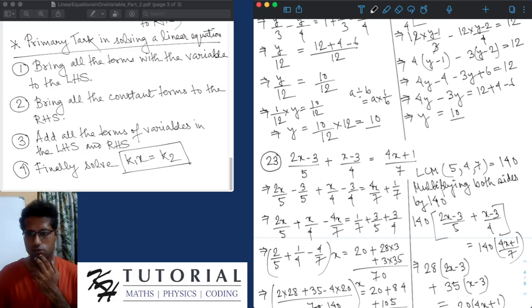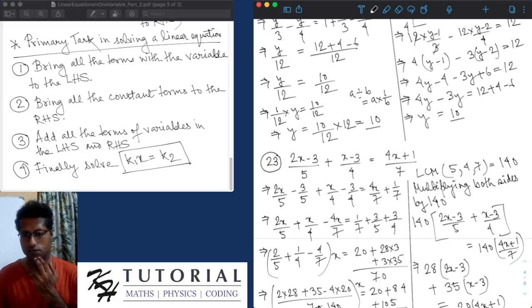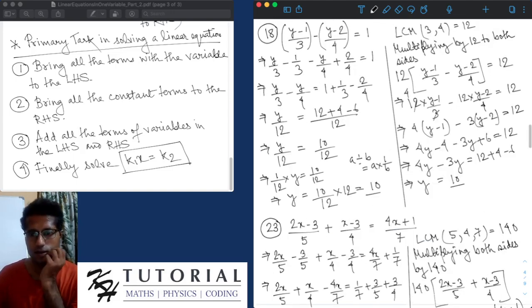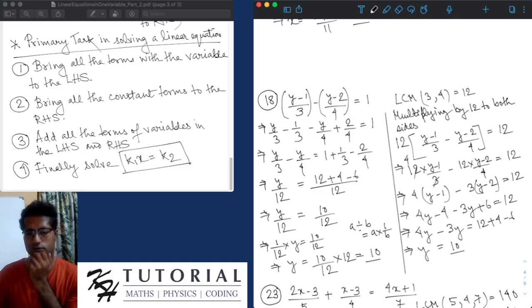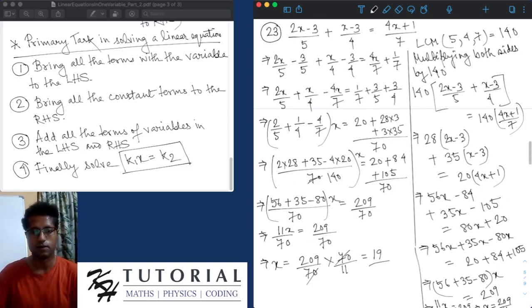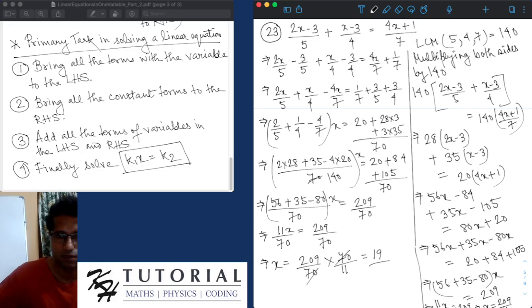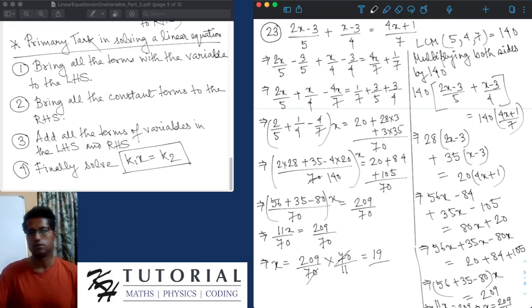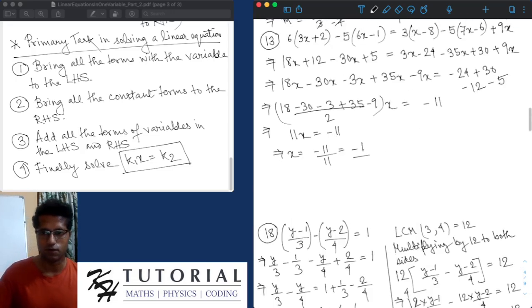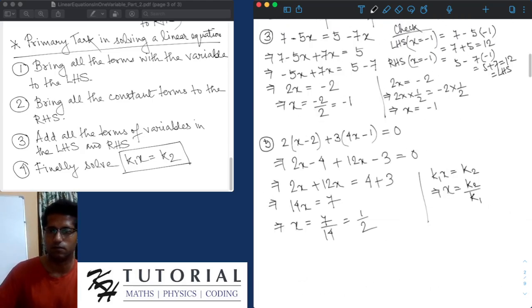And the very basic concepts like transposing terms from LHS to RHS and RHS to LHS with the change of sign, bringing all the x terms to the left hand side, all the constant terms to the right hand side, and finally solving the equation k1x equals k2, where x will be k2 by k1. These are the basic concepts for solving a linear equation in one variable.